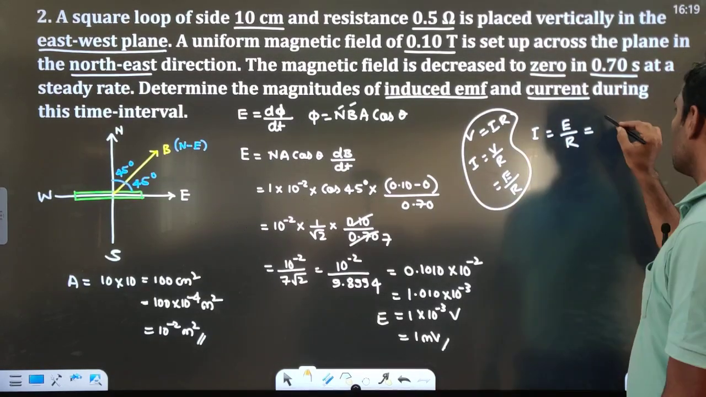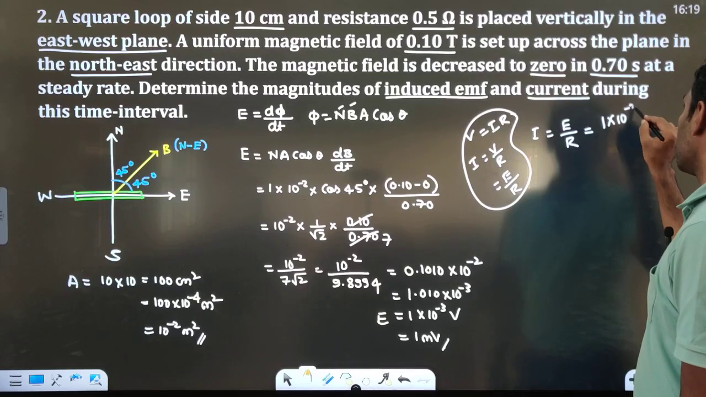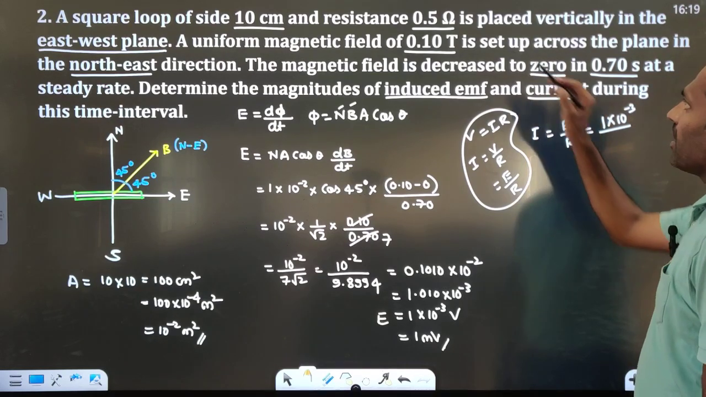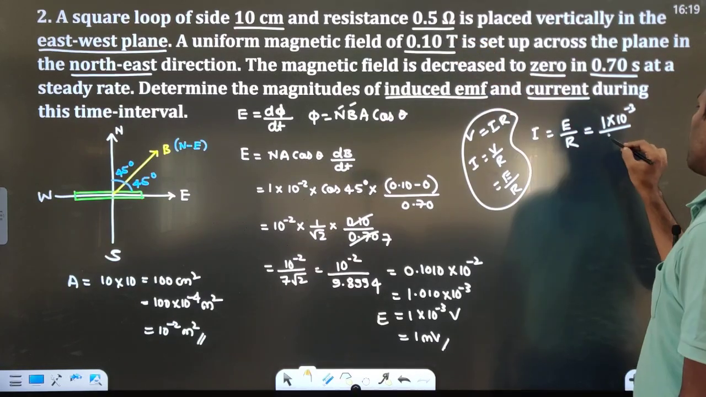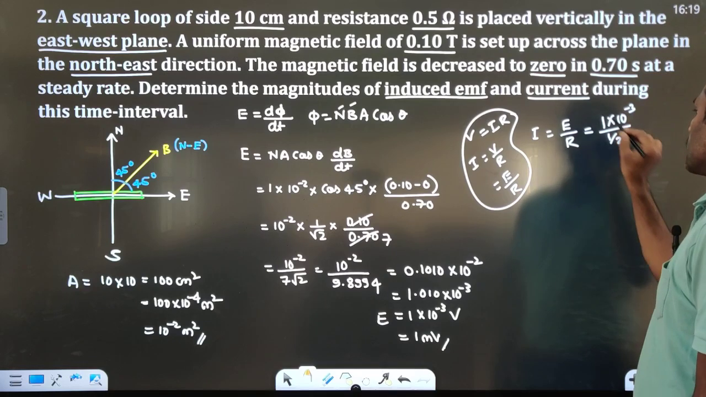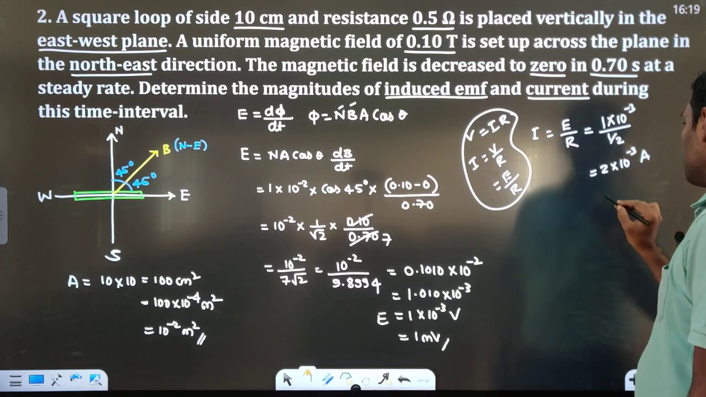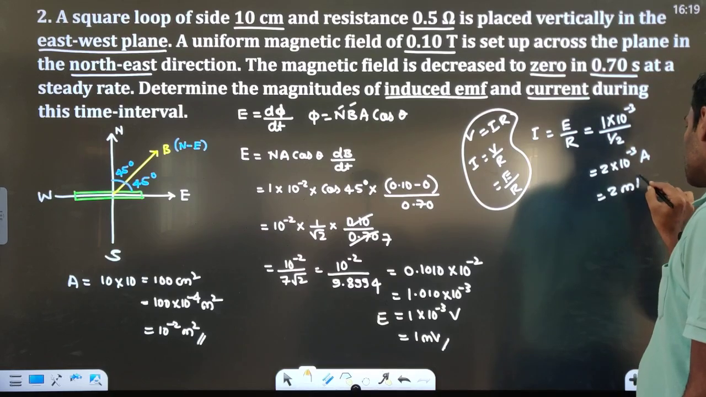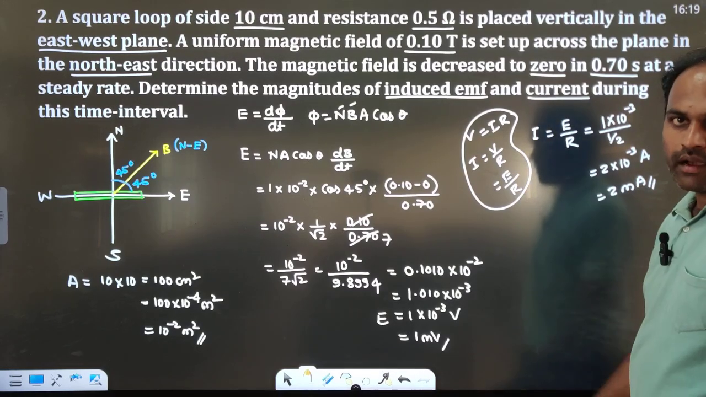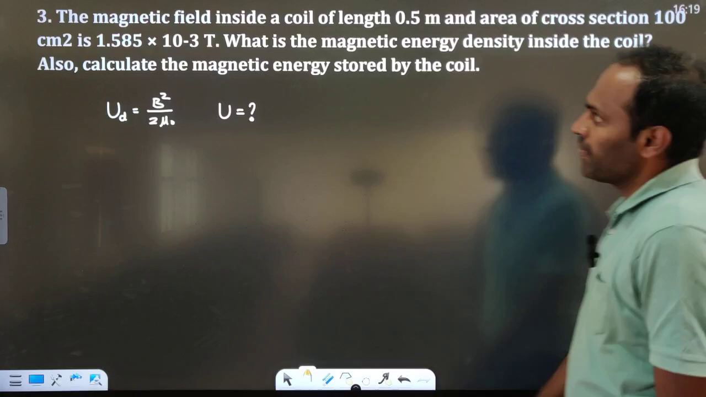How much is E? E is 1 millivolt, 1 into 10 to the power minus 3 divided by R. R is 0.5, 0.5 means I can take it as half. So 2 will come to the numerator. So 2 into 10 to the power minus 3 ampere. This much will be the current, or simply I can write it as 2 milliampere. Okay, we'll go to the next question then.